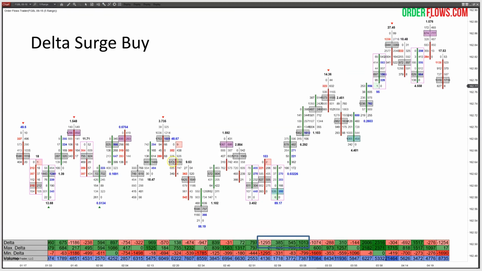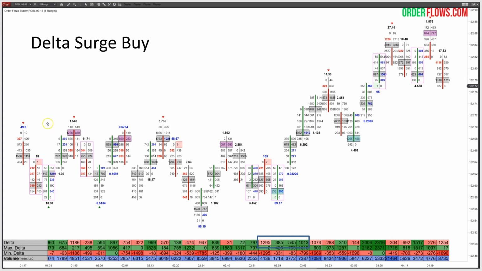Here it is again. This is when you're sort of coming out of a period of consolidation, right? You're in this range. Here's your range. Minus 1295, 385 positive, plus 545, plus 1013. Market pops up, comes back, pulls back down within, tests that top of that range, and then moves back higher.